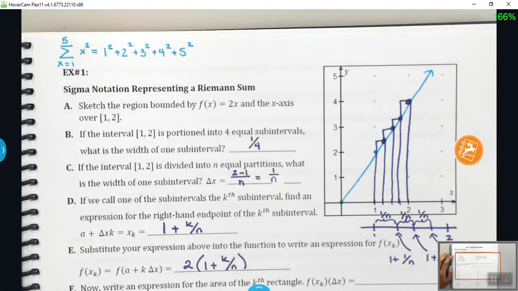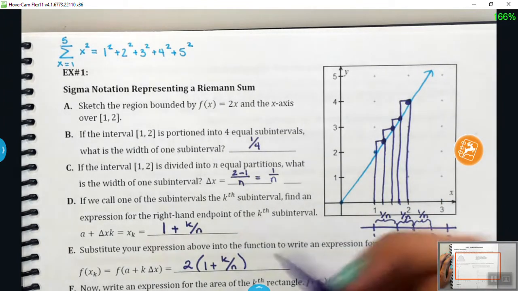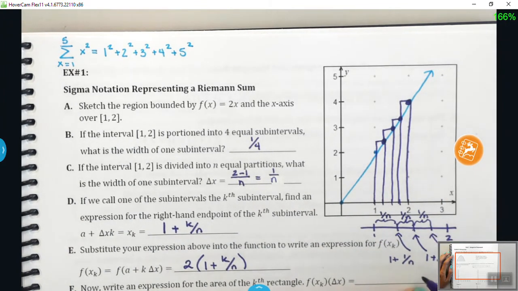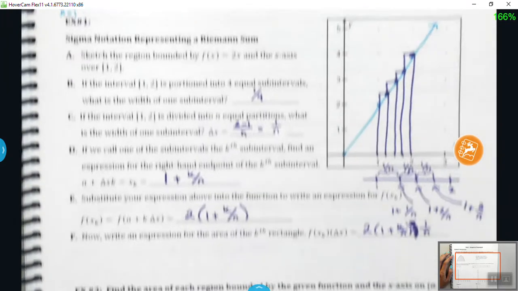Okay, how do you find the area of a rectangle? You multiply the base times the height, right? The base is 1 over n. I'm going to put that second, 1 over n. And then times the height. The height of your rectangles are all from this one. 2 times 1 plus k over n. I don't know why I did 2 parentheses. So there's our expression for the area of a rectangle.